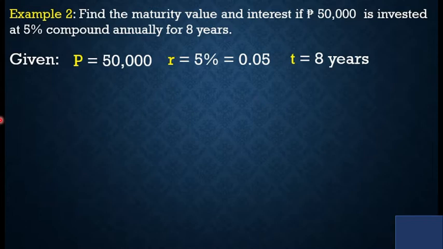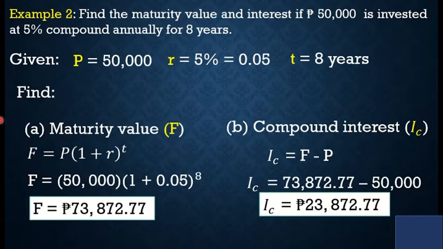Okay, I will proceed since this topic is still long. So, the maturity value is 73,872.77 pesos. The principal is 50,000. Copy the 1, which is the constant, plus 0.05, our rate, to the power of 8 years. So, it is 50,000 times that. Do the operations. 73,872.77 pesos.